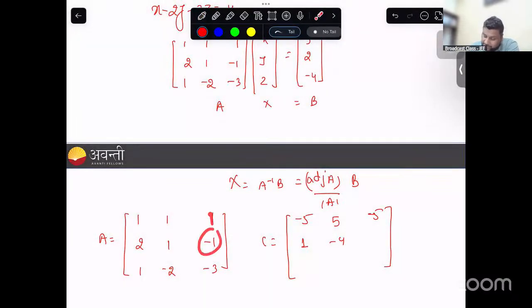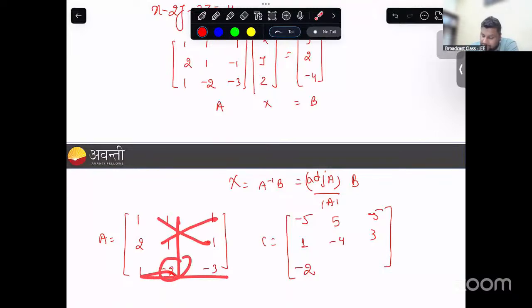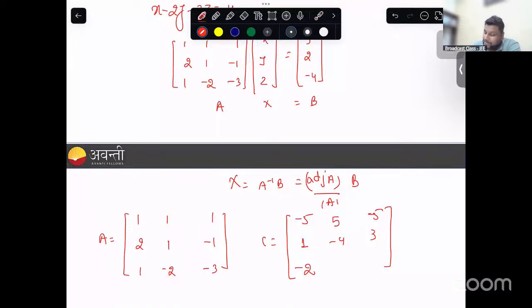Cofactor with respect to this. -2 -1, -3, and 1 minus we will apply, +3. Cofactor with respect to this. -1 -1, -2. Cofactor with respect to this. -1 -2, -3. 1 minus we will apply, +3. And finally, cofactor with respect to this. 1 -2, -1.